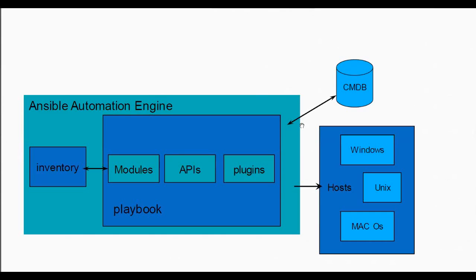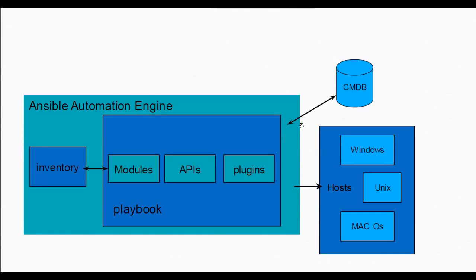How do I connect from the Ansible control server to the host? I can be connecting over SSH, or, if it is a Windows machine, I can be connecting over the WinRM protocol. So these are basically the two protocols that I can use for connecting from my Ansible server to the hosts.